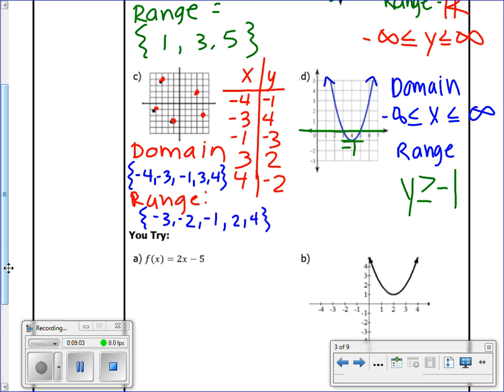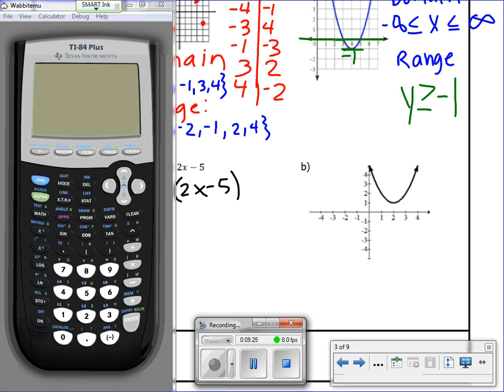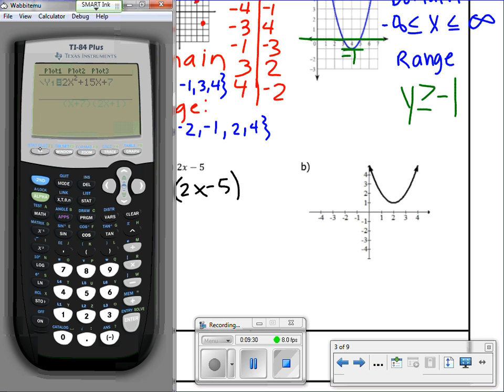Now, for letter A, on the u-try, f of x equals 2x minus 5. In order to complete this, we have to use our graphing calculator and graph it. We graph this by pressing y equals and plugging in 2x minus 5. So I've brought my calculator up. I'm going to turn it on and press y equals. I'm going to clear whatever's in there right now, plug in our function 2x minus 5, and hit graph.